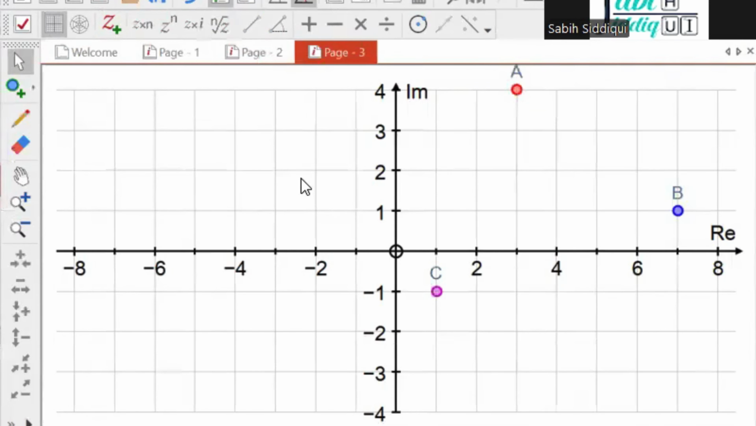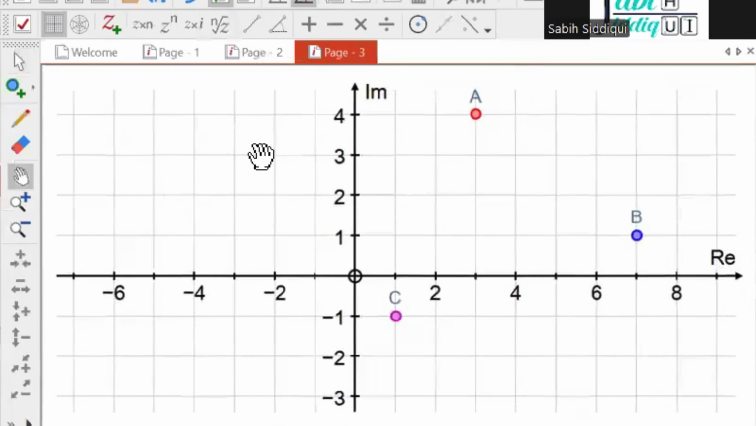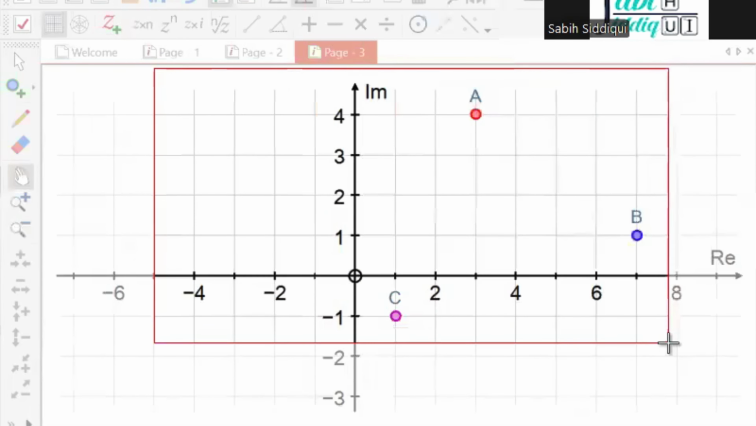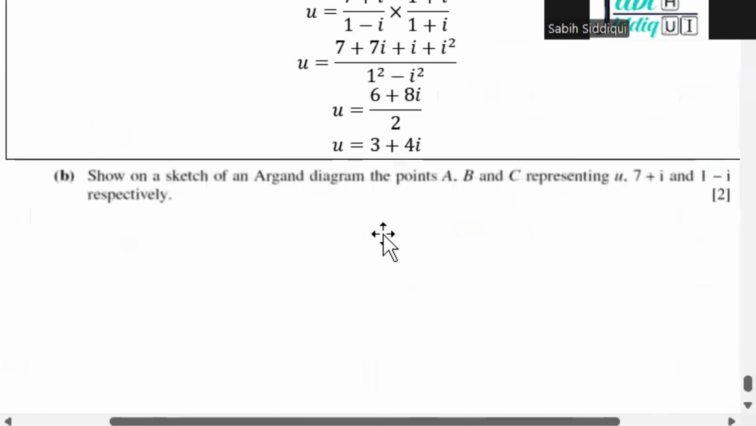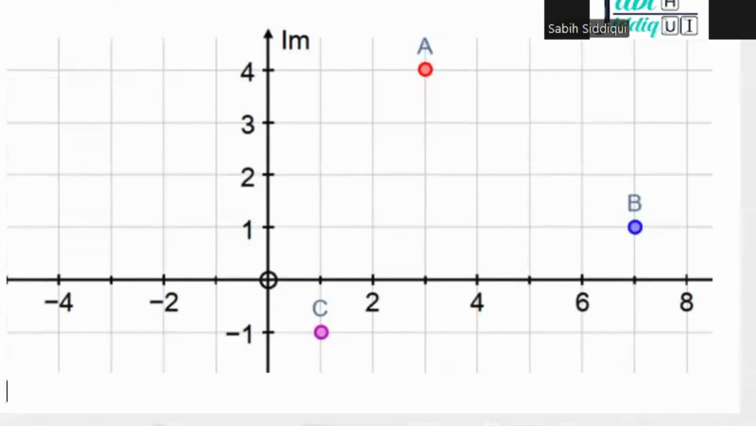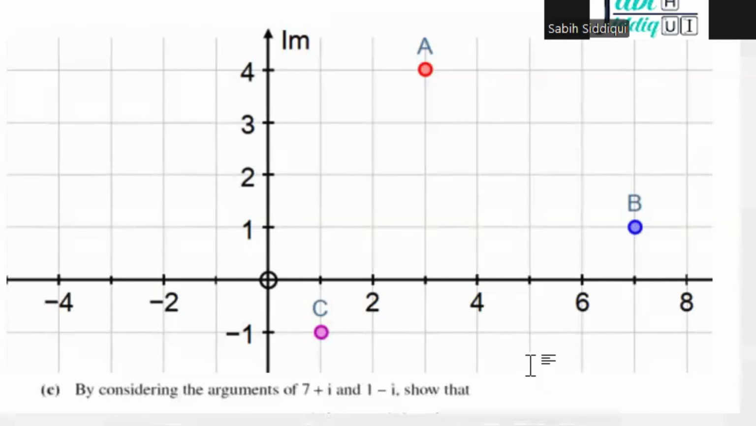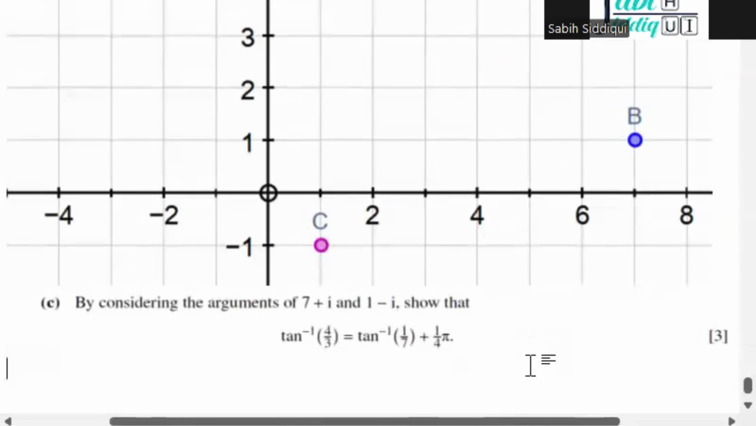What is the show on sketch A, B, and C representing U, 7 plus iota and 1 minus iota. Is that clear? सही है ना? Okay. So copy this so that when we need it, we have the figure right in front of us. Now the third part. The question is telling you how to do this. By considering the arguments of 7 plus iota and 1 minus iota, show that this.